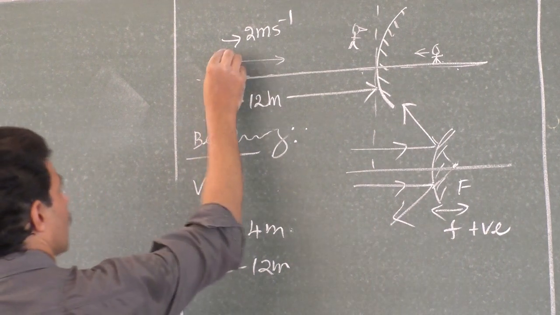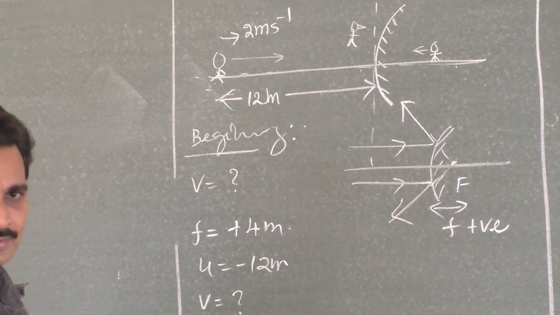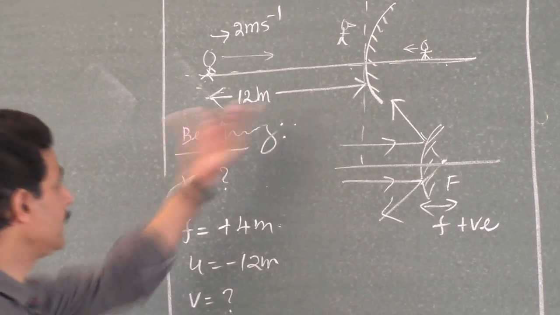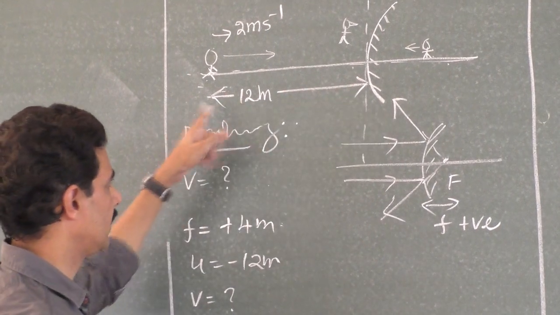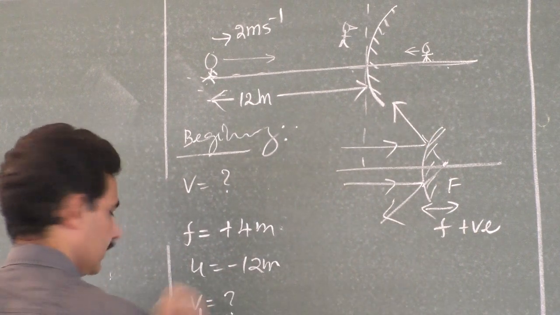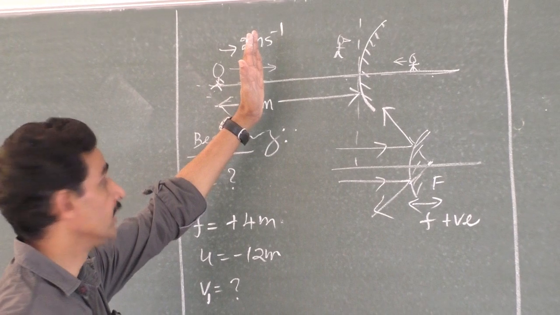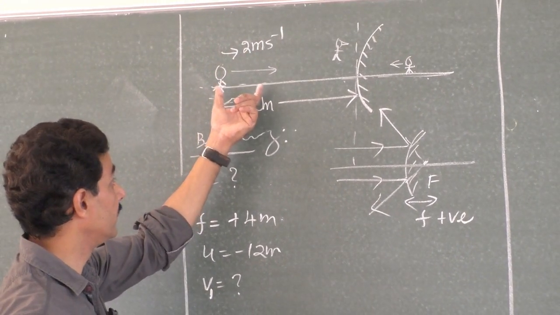Now let the person be here only. What is the image distance? Now my analysis is like this. In the beginning, when the person is at a distance of 12 meters, where is the image? That is the first one. I will call it V1. After 1 second, this person will be somewhere here.